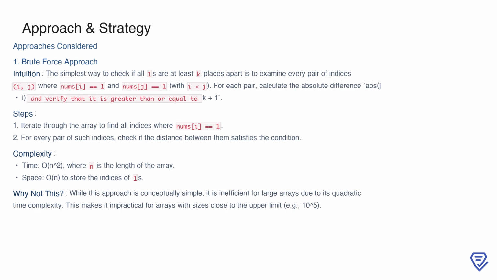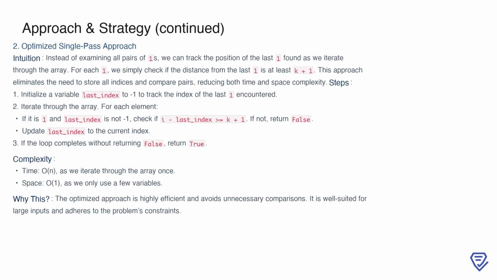While this method is conceptually simple, it comes with a major drawback. The time complexity is quadratic, O(n squared), which means it performs poorly on larger arrays, especially when the size of the array approaches the upper limit of 10 to the power of 5. Additionally, it requires extra space to store the indices, making it less efficient overall. This inefficiency makes the brute force approach impractical for real-world use cases, especially with large datasets. Now, let's refine our approach with an optimized single-pass method.